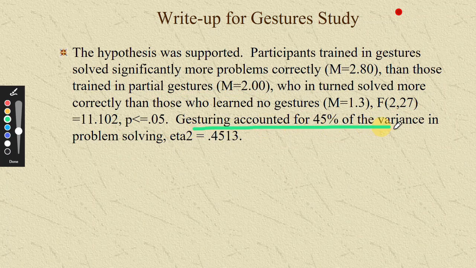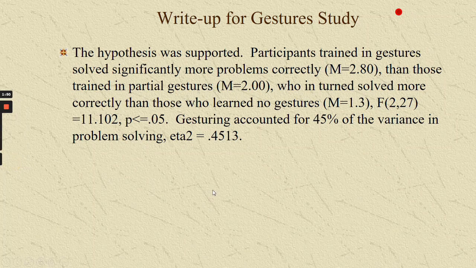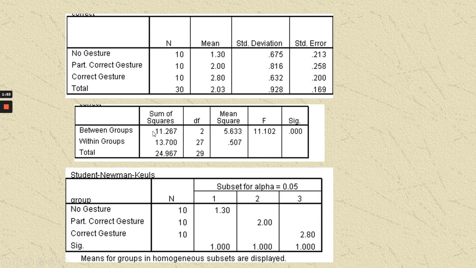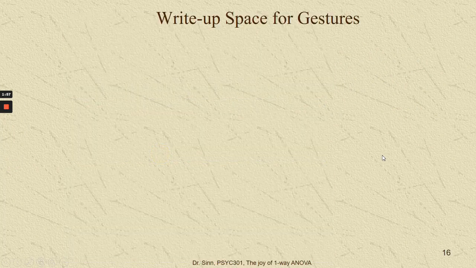And you need the eta squared, 45%. Problem solving, eta squared, sorry, my symbol messed up there. Eta squared is equal to 0.4513. Just to refresh, remember eta squared is sum of squares between groups divided by sum of squares total.